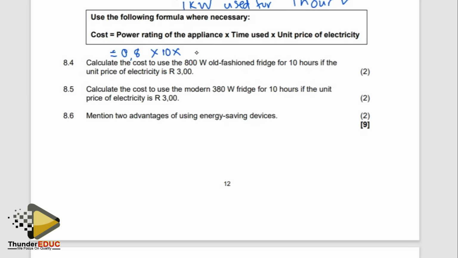Times the unit price, which is 3. What is your answer? 0.8 times 10 times 3 becomes what? 24. Right, it becomes 24. So the cost, remember, the cost is the price. So that's 24 rands. You got your answer.